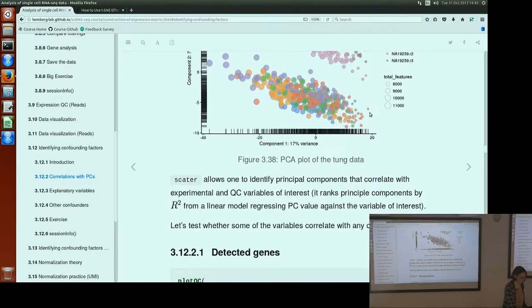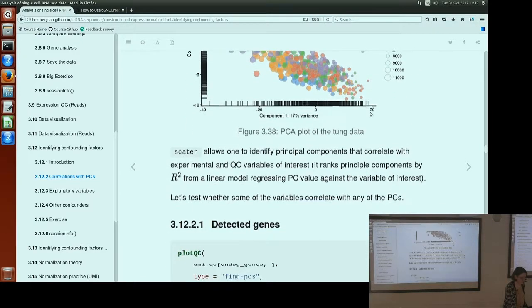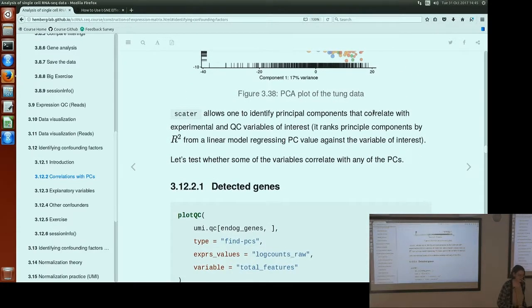So scater has a function that allows us to correlate any variable we have associated with each cell with each of the different principal components, to see what factor is driving that principal component.